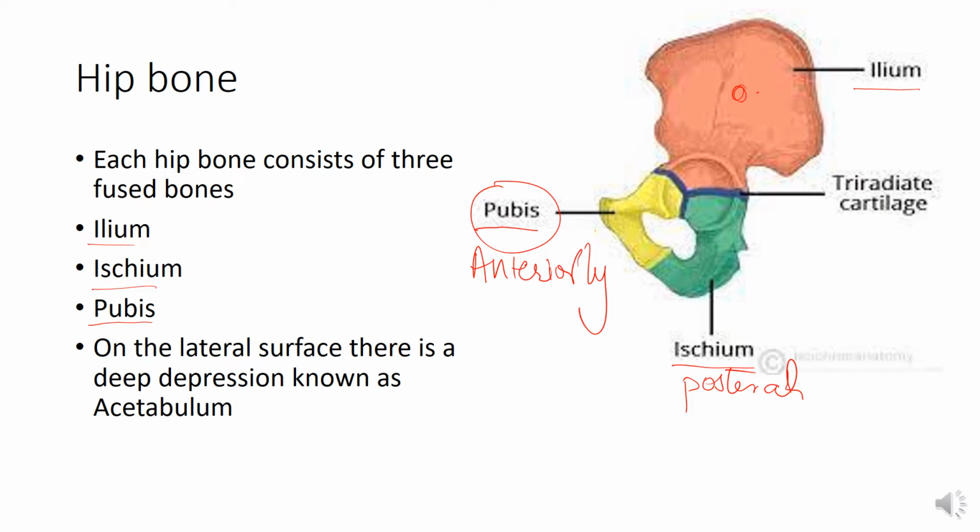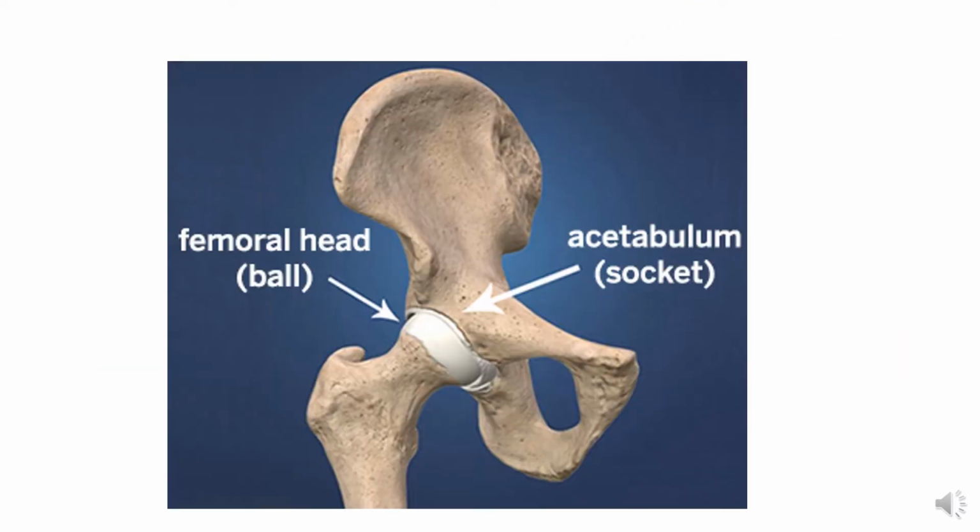On the lateral surface, there is a deep depression known as the acetabulum. So here you can see on the lateral surface there is a deep depression which is known as the acetabulum. This acetabulum forms the hip joint with the almost spherical head of the femur. Here you can see this is the femur bone and this is the head of the femur, and it is forming a joint with the acetabulum.